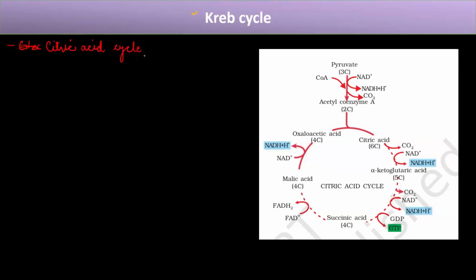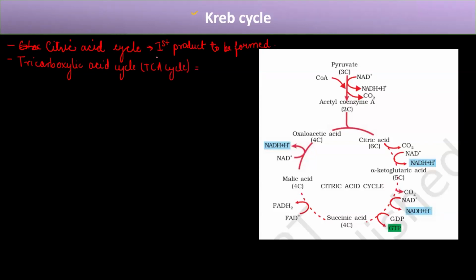Now, why is it known as the citric acid cycle? Because citric acid is the first product to be formed in this cycle, and because of this, it is known as the citric acid cycle. Now, the second name is the tricarboxylic acid cycle, or you can also say TCA cycle.